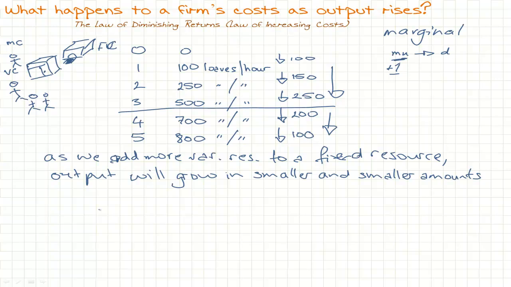So initially, as we increase output, if I draw a graph here, and we put marginal cost up here, and we put output over here, initially the marginal cost will go down, but at some point the law of diminishing returns starts to set in, and our marginal cost starts to rise. And that's our marginal cost curve, and we call that the law of diminishing marginal returns, or the law of increasing costs.